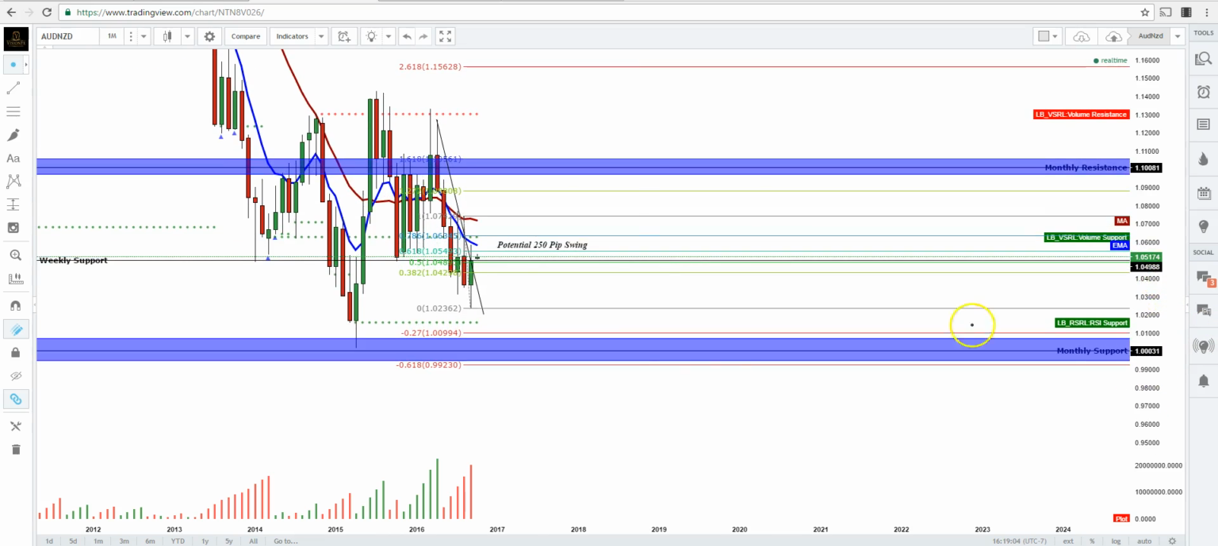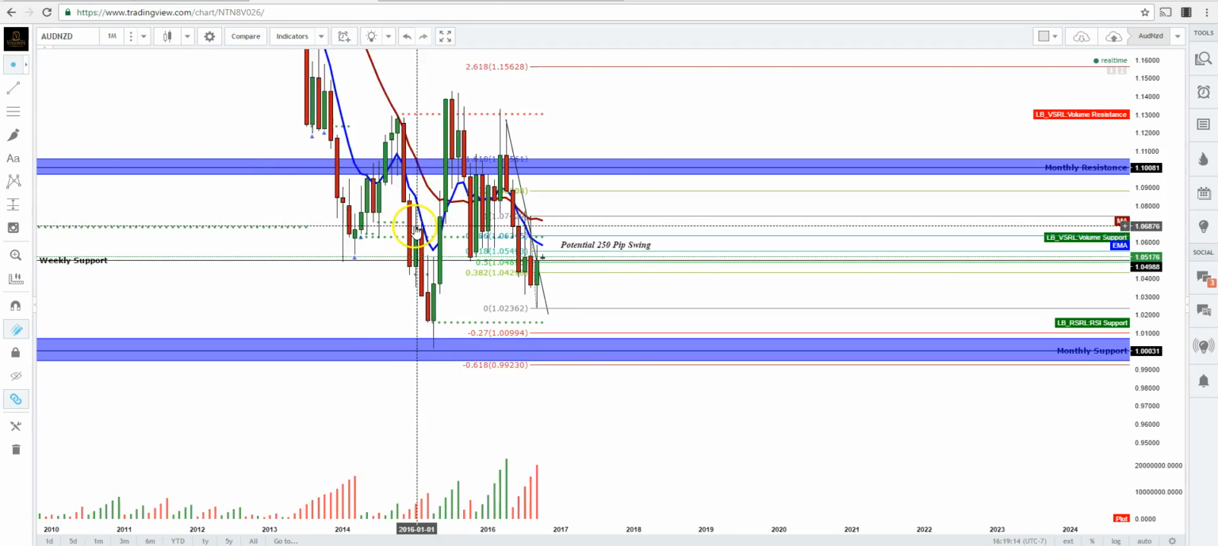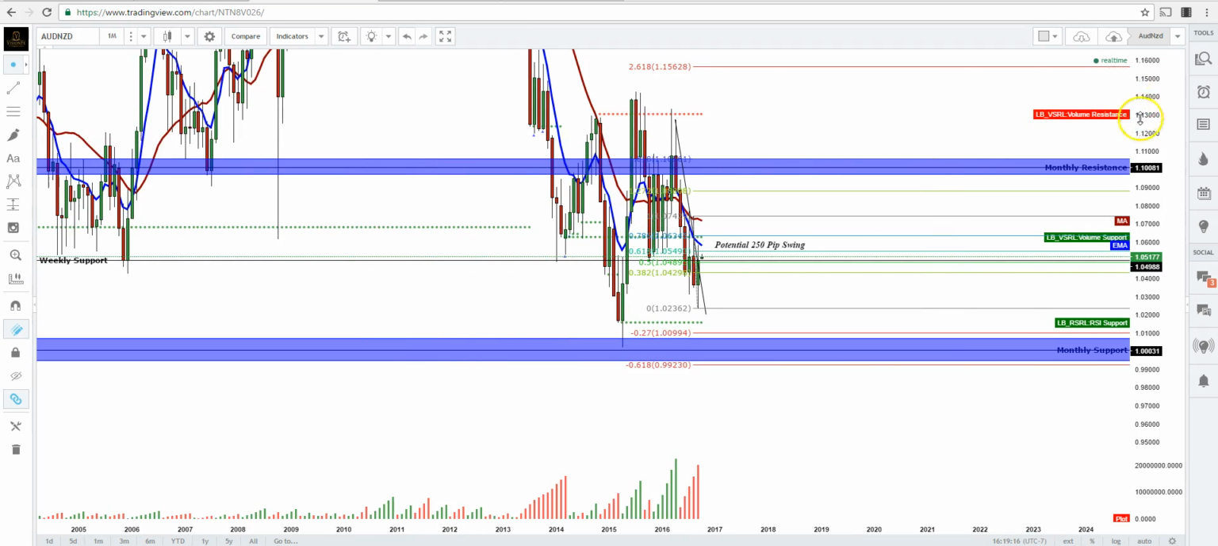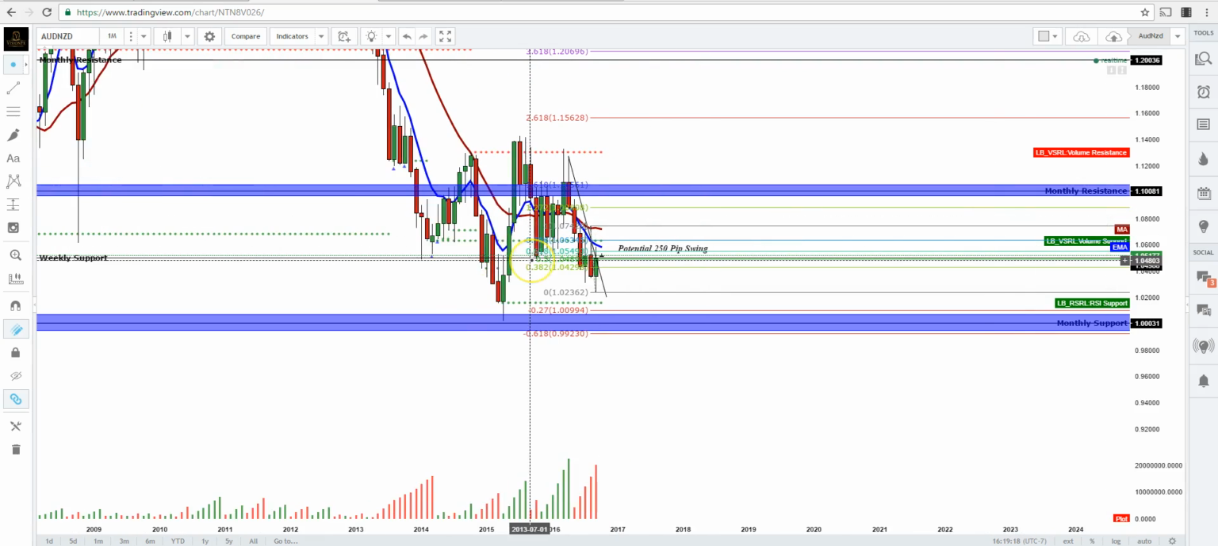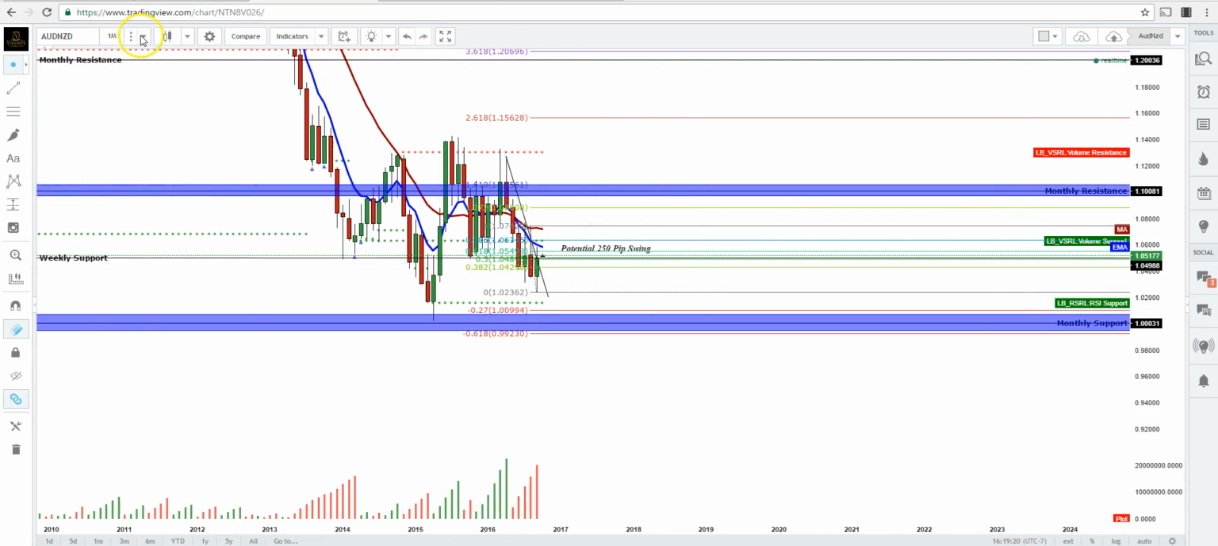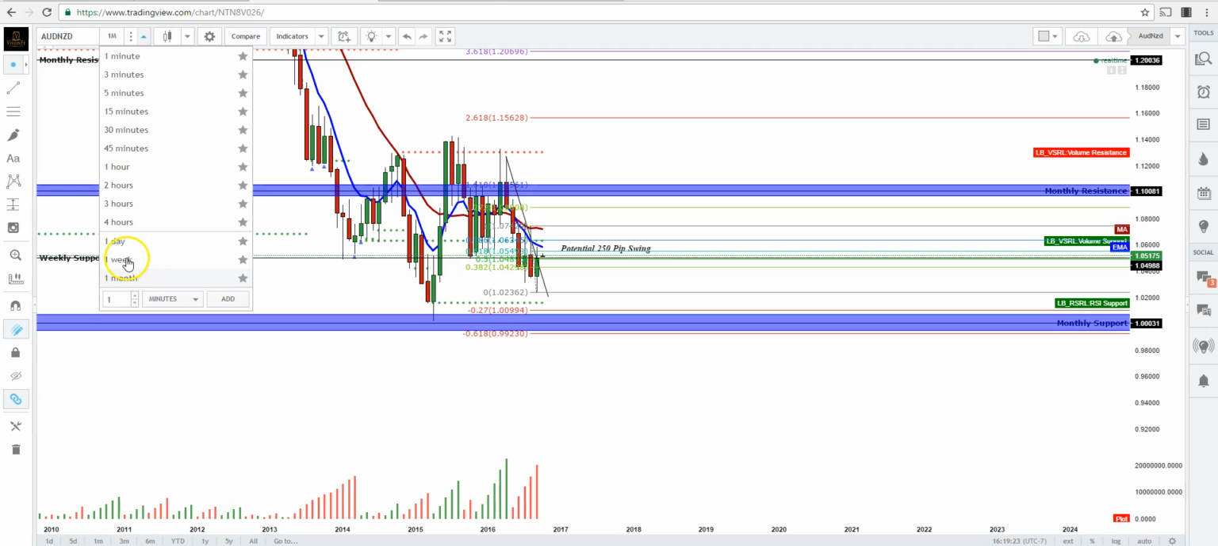September was a bullish month. And I actually predicted this bullish move in the month of September. My team and I collected 150 pips out of this move. And I'm actually favoring the upside on Aussie versus the New Zealand dollar. Okay, let's drop down to the weekly time frame.